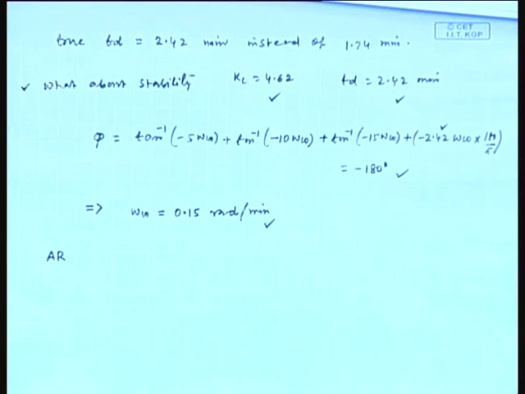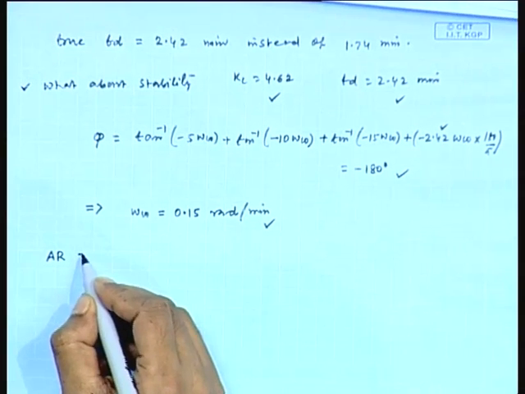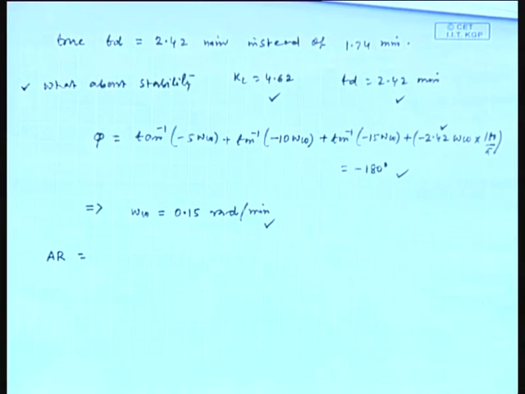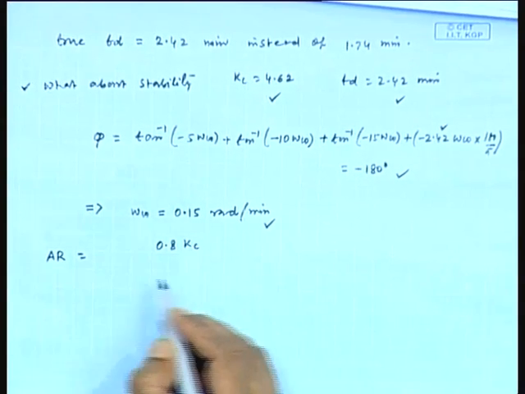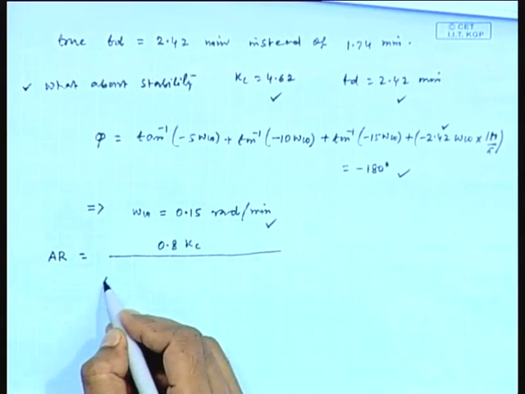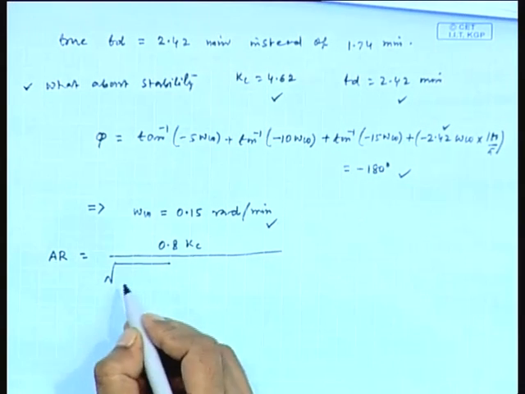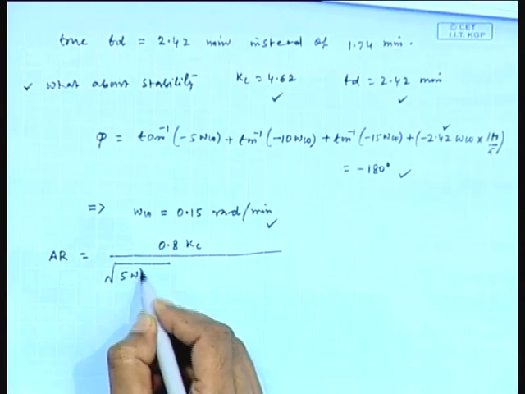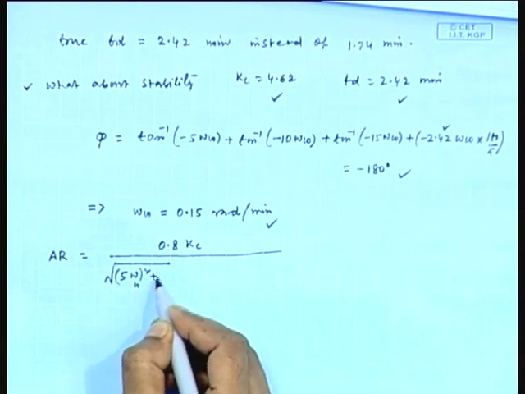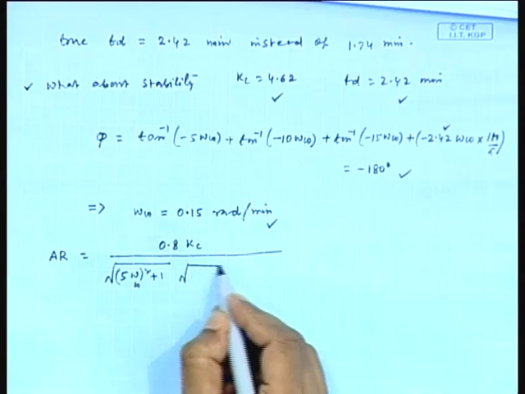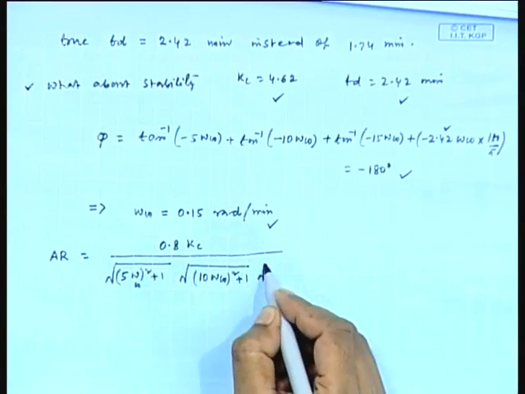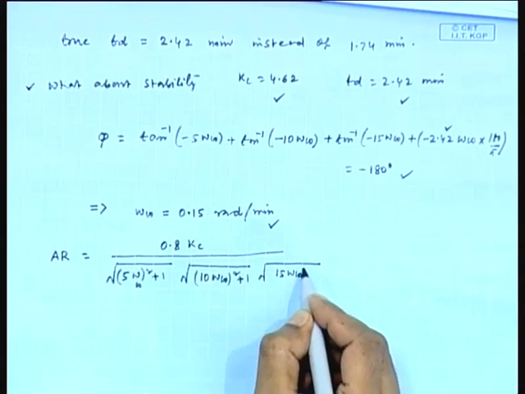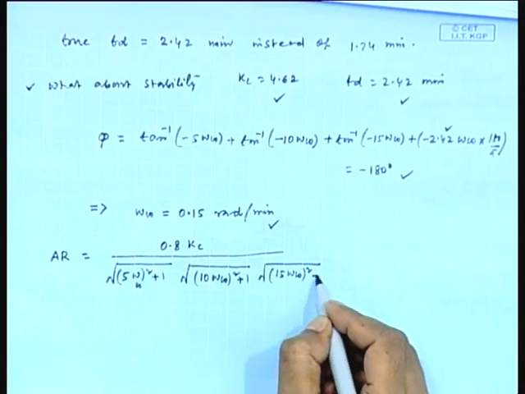Our aim is to check the gain margin value. So, for that we need to determine the amplitude ratio. The amplitude ratio expression we know: 0.8 Kc divided by root over of 5 omega C naught whole square plus 1, root over of 10 omega C naught whole square plus 1, root over of 15 omega C naught square plus 1.